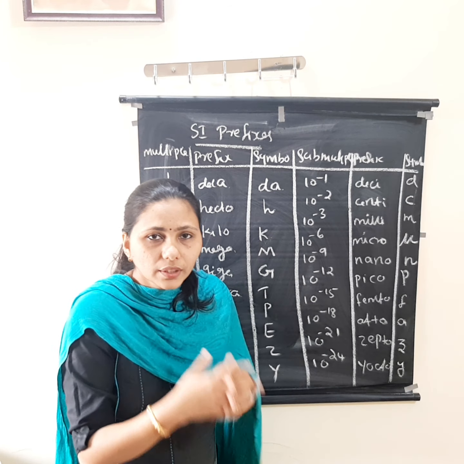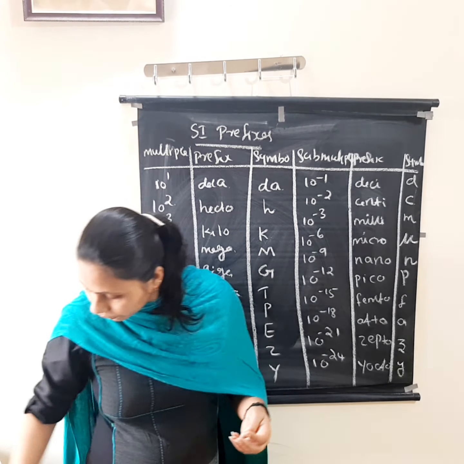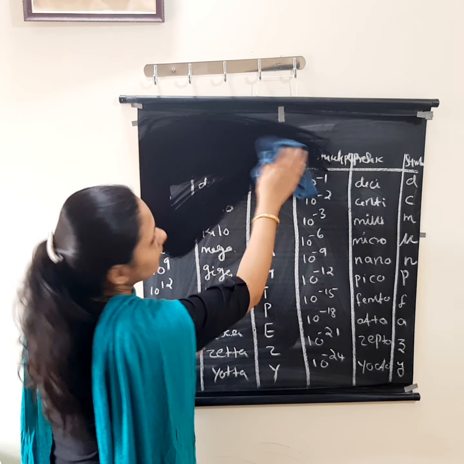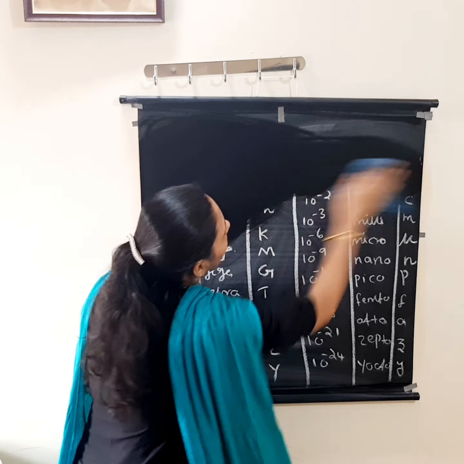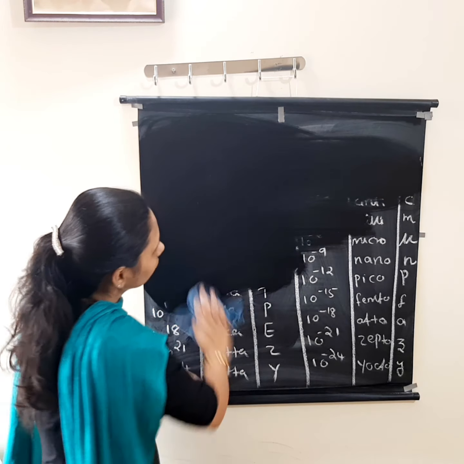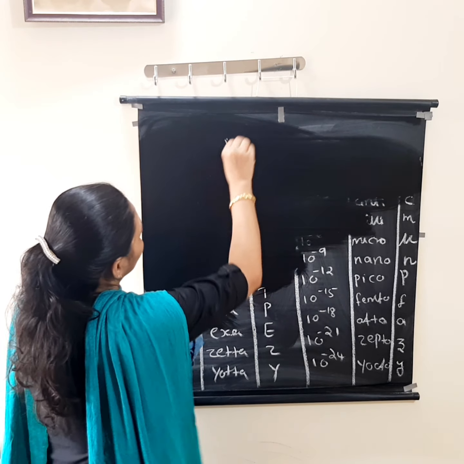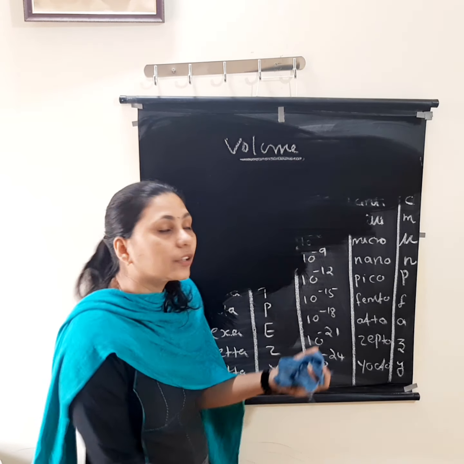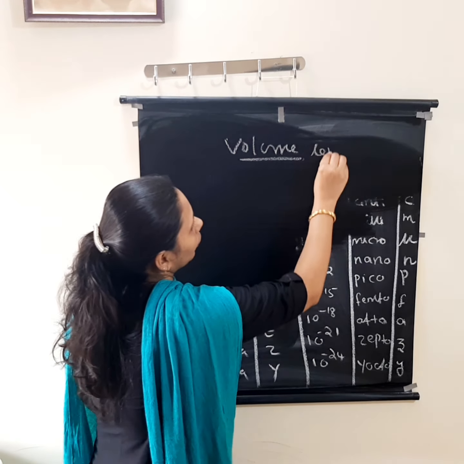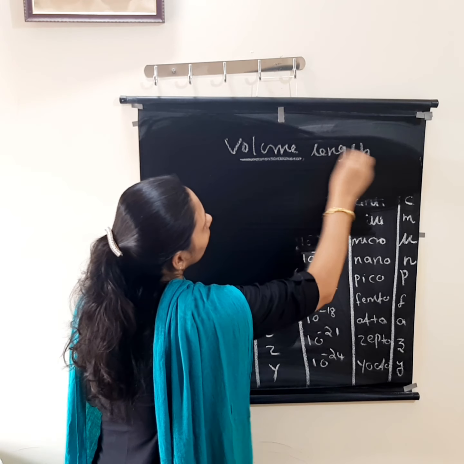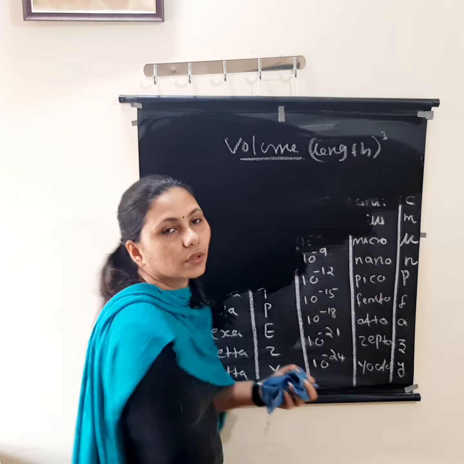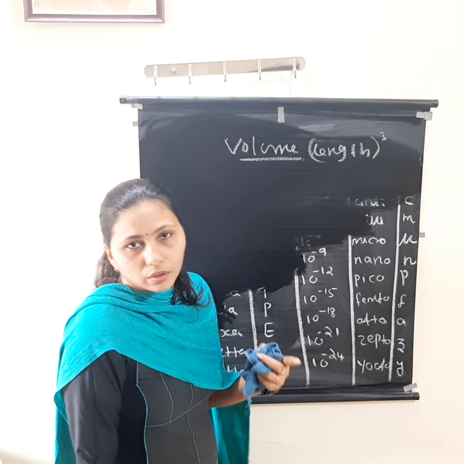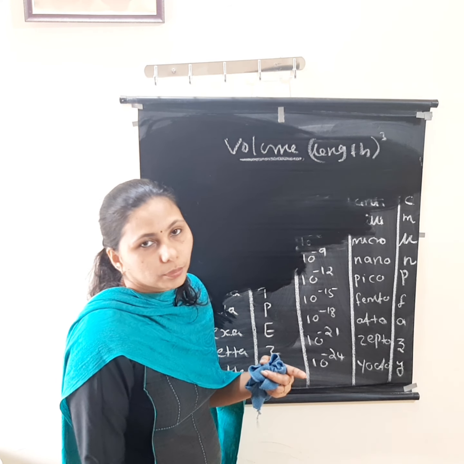Clear? Next is volume. All of you know what volume is. Volume means length cubed. You have to know the SI unit, they will ask. We know volume means height into breadth into length.